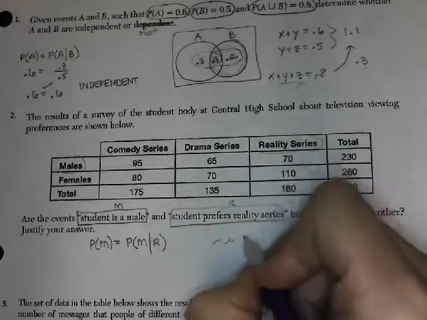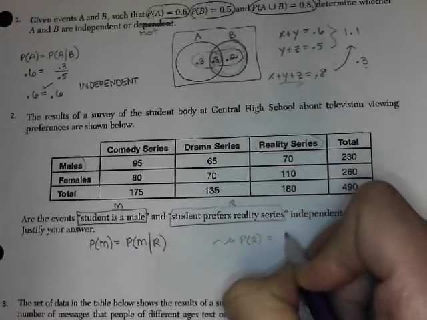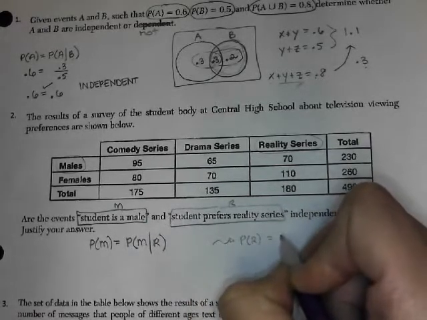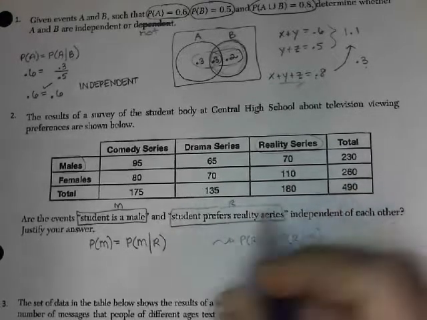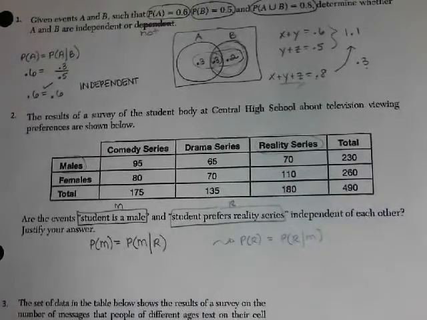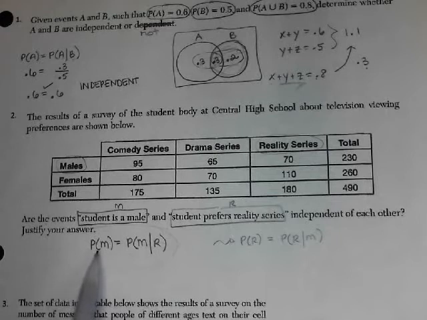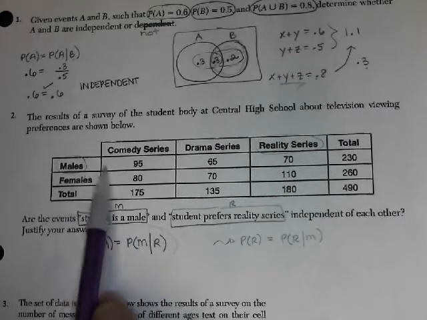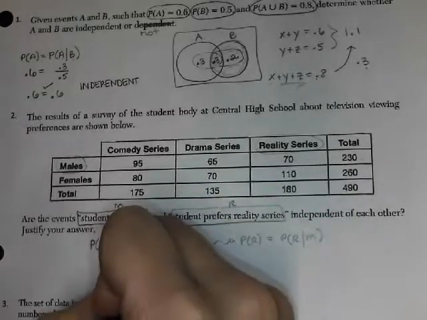And that's just one option. We also could flip that order. We could look at the probability of R alone and compare it to the probability of R given M. Either way, so half the class could do it this way and half the class could do it this way, and you'll get the same answer. Either they're equal or they're not. So I'll go this way because again it was the first one I wrote down. Probability of being a male, just a male, 230 out of 490.